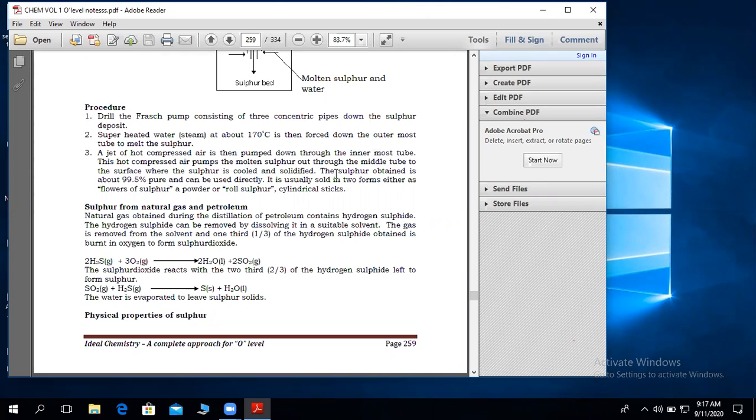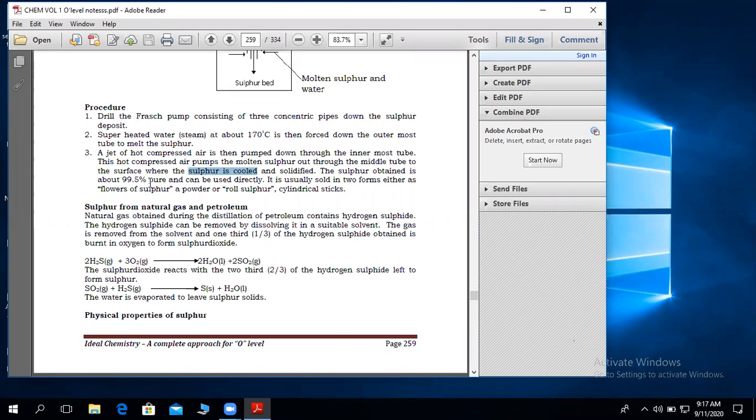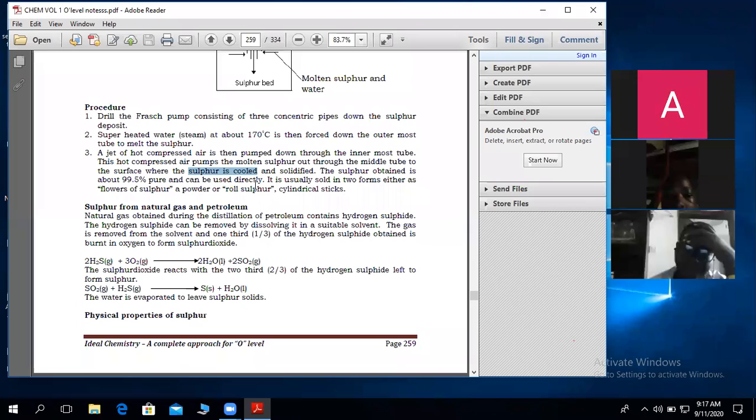So you continue and say, through the middle tube to the surface where sulfur is cooled. It comes out as a liquid when it is very hot. So you cool it and solidify it. The sulfur obtained is 99.5% pure, and it can be used directly. So this is where the extraction stops.